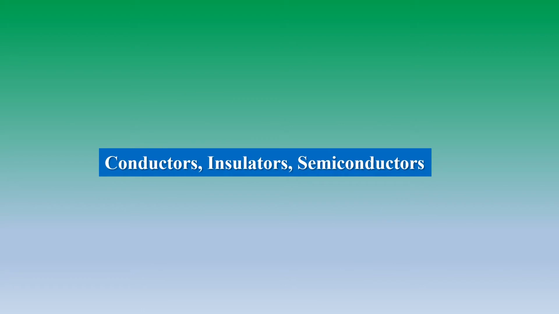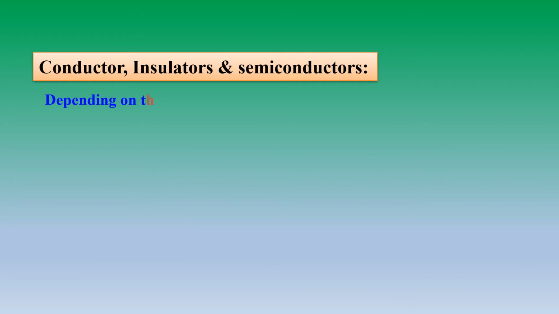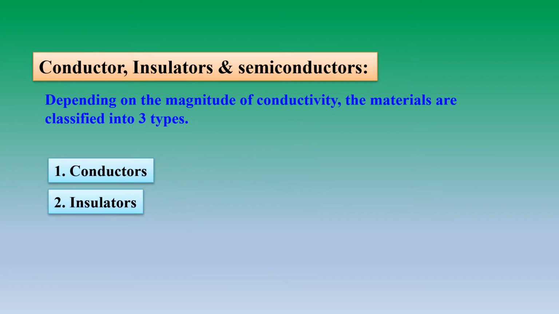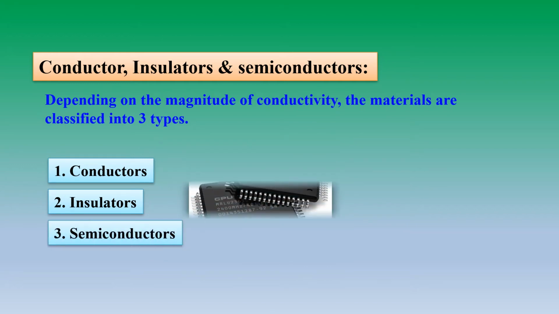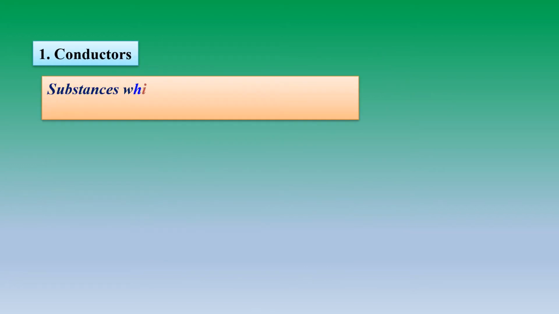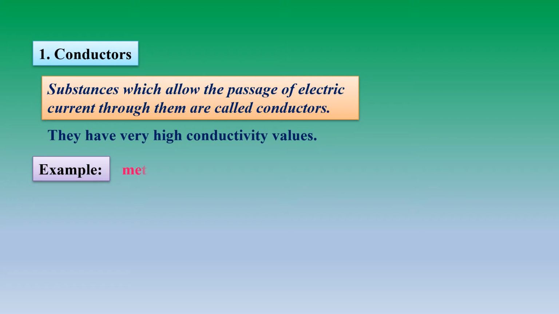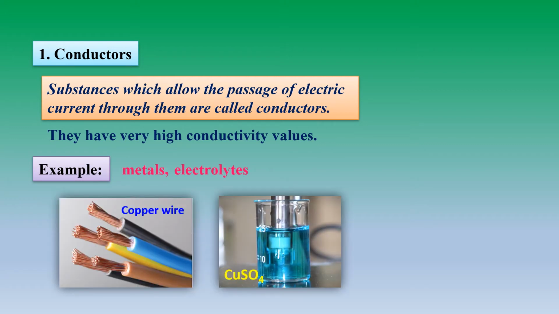Let's discuss conductor, insulator and semiconductor. Depending upon the magnitude of conductivity, materials are classified into three types. First one is conductor, second one is insulator, the third one is semiconductor. First, conductors. Conductors are the substances which allow the passage of electric current through them. They have very high conductivity values. Examples for conductors are metals and electrolytes.